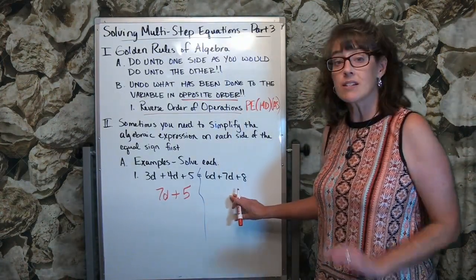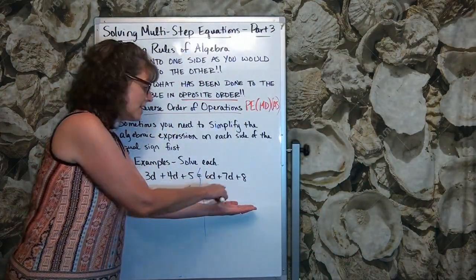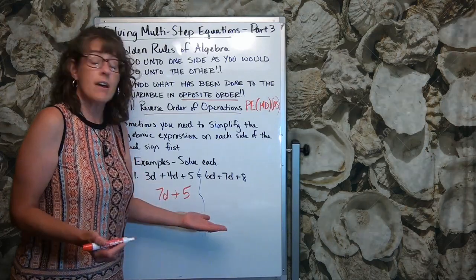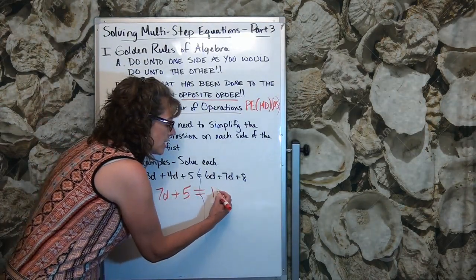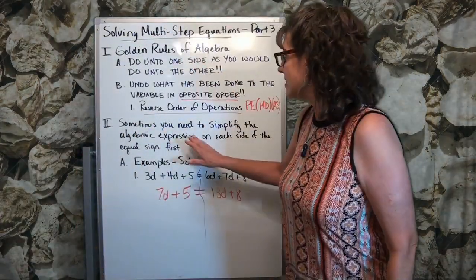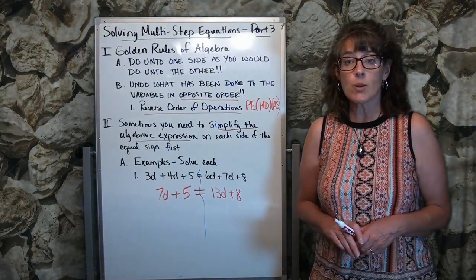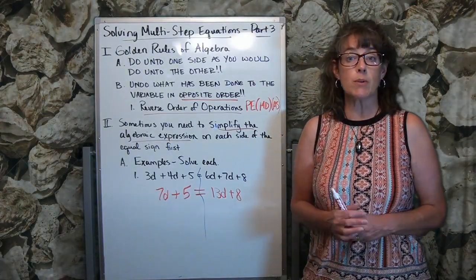But notice on this side, similar idea. In this pan, I have 6D's and 7 more D's. Well, that means I have a total of 13 D's in that pan. So yet again, what I'm going to do is I'm going to simplify the algebraic expression on each side of that equal sign, because now this looks like what I'm used to seeing.